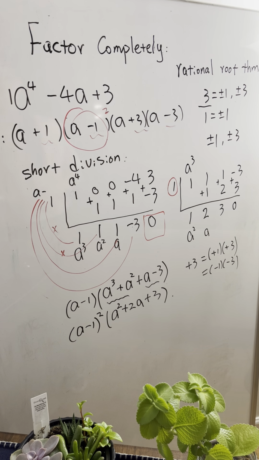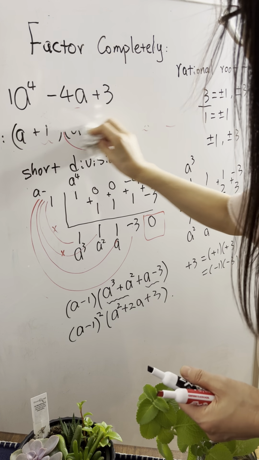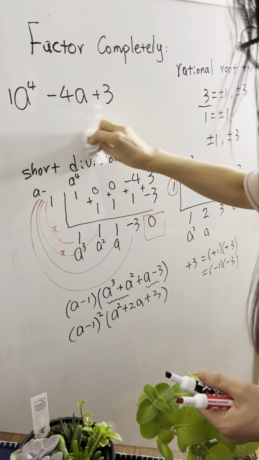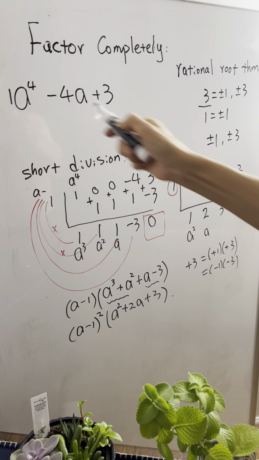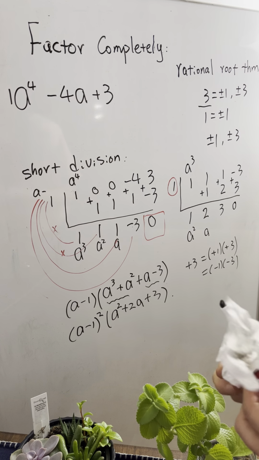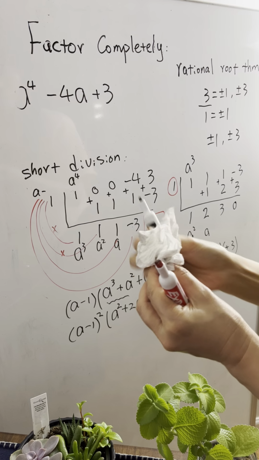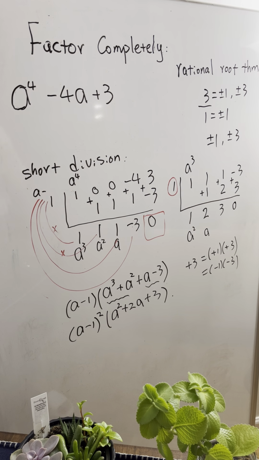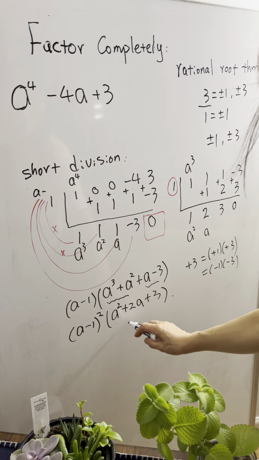So that's about the possible roots. This one is factored. We don't really need this one here. No coefficient means by default the coefficient is 1. So this is factored as a minus 1 squared times this term.